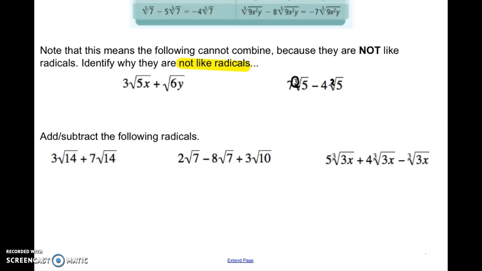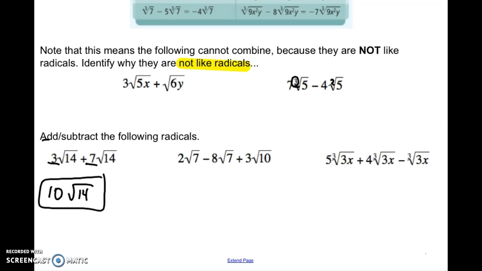Let's come down to the bottom here, where we're going to add and subtract these following radicals. First step, we try to simplify. The 14 doesn't break down in the square root. So we know we have like terms because they're both 14 and 14. So we add the coefficients out front. We do not add the 14s. It's just 10 and keep the square root of 14.